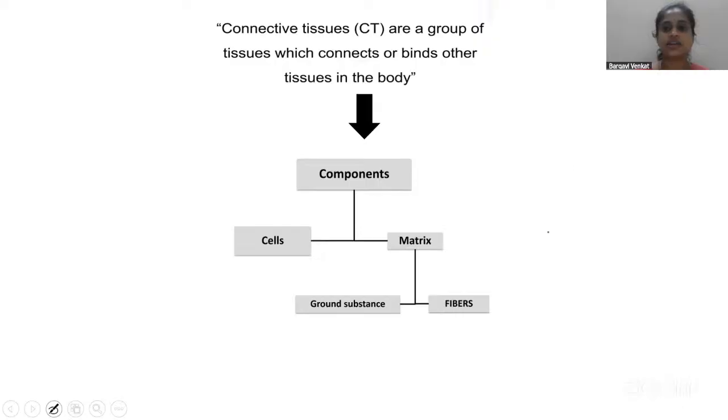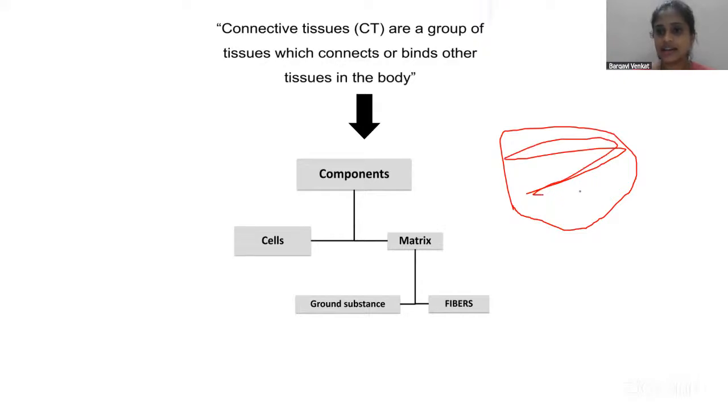So for example, see, imagine this is your connective tissue. You're going to have a matrix. This is your matrix. Okay. And this matrix is formed by your ground substances and fibers. And you're going to have cells within. Okay. Like this. So this is your connective tissue. So we'll see about cells, matrix, ground substances, and fibers each in detail now.